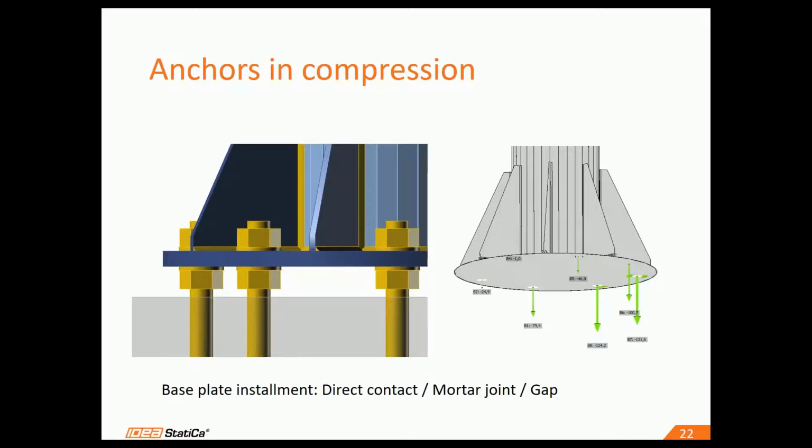In the new version, you can find improved anchors. Now they are also acting in compression. So it is possible to define, for example, such anchoring with a gap between the concrete base and the steel base plate of the column. You can see it in this example. Or you can define also some mortar layer under the steel base plate.